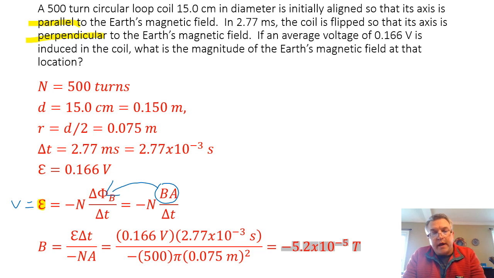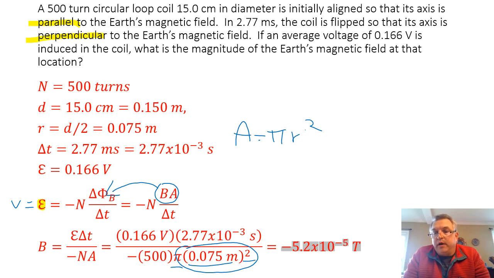One quick note for the area, I am just putting my formula for the area right into the equation because remember, area of a circle is pi r squared. So I have my pi here, and then I have the radius, and I am squaring that. When I do my calculations, I should get a magnetic field of negative 5.2 times 10 to the minus 5th Tesla.